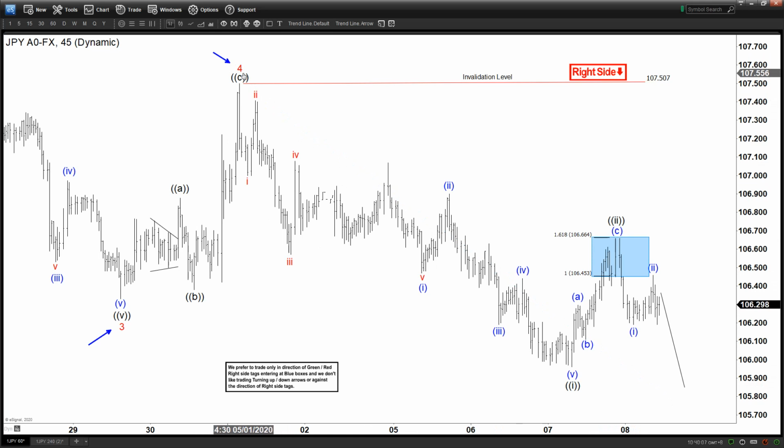And within wave 5 here, it should subdivide into 5 waves. So we have a wave 1 of 5 ended here, and this is the wave 2 of 5. And now as long as we stay below here, we can continue to the downside in wave 3 of 5, resuming the downside here.